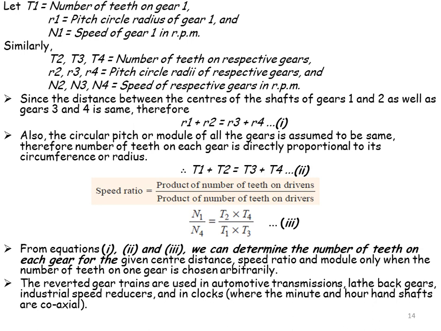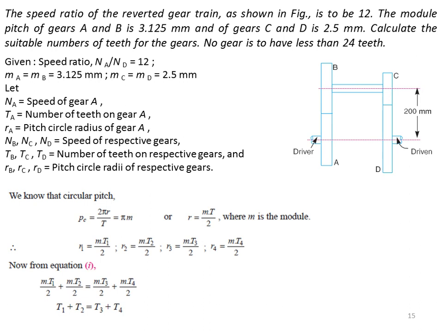So sometimes in the objective questions it is asked in which type of gear train can be considered when the minute and hour hand clocks, which gear train will be useful. So that is nothing but reverted gear train, because it has to be coaxial there. So this reverted gear train will be helpful in this type of devices. So let us take one problem on reverted gear train.